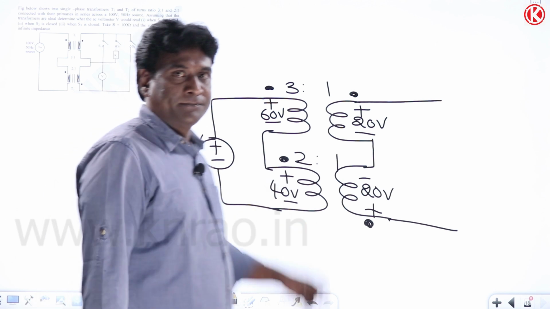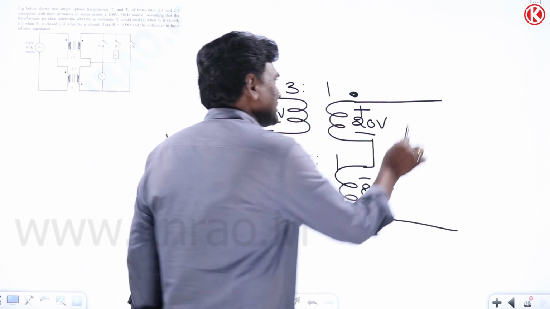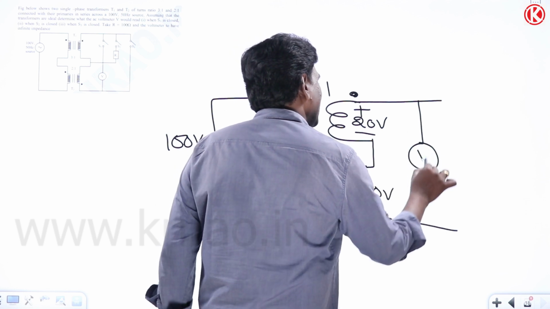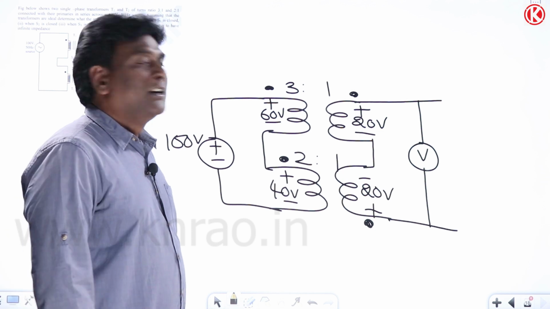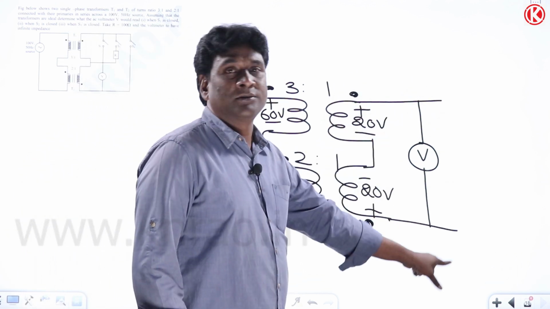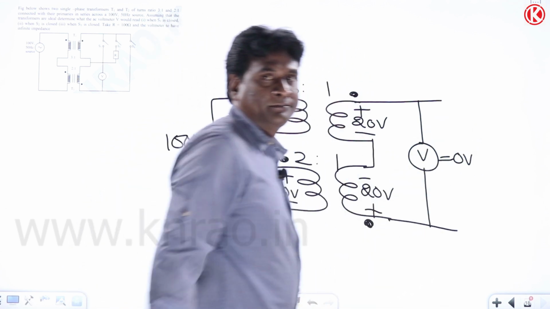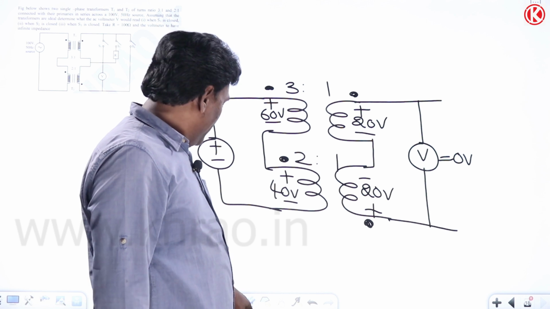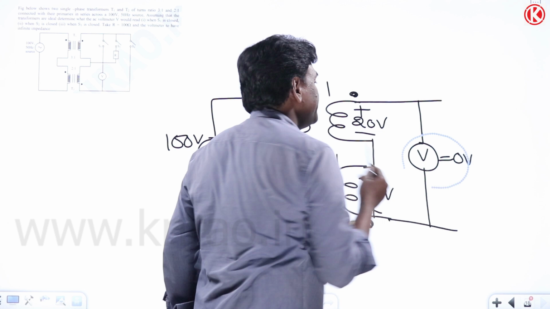Without having any connection, now if I connect one voltmeter here, of course in the question they didn't ask that, but if I connect one voltmeter here, how much will the voltmeter reading be? See here, plus to minus, minus to plus. Voltage rise equal to voltage drop. You are going to get 0 volts. Okay. Now, forget about it, not required.